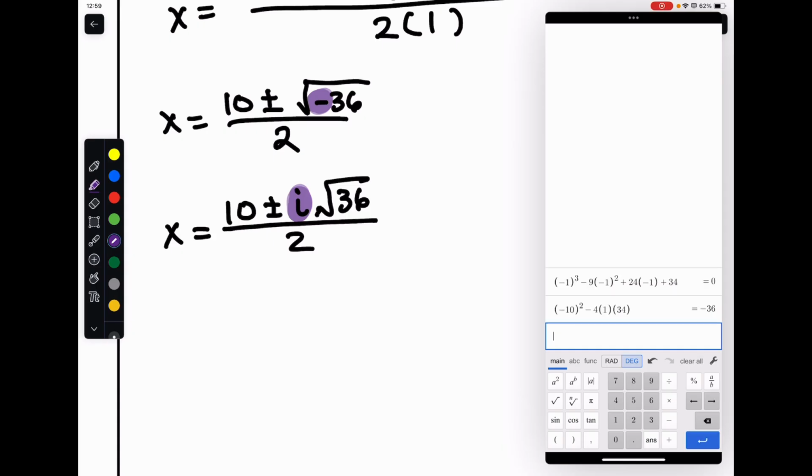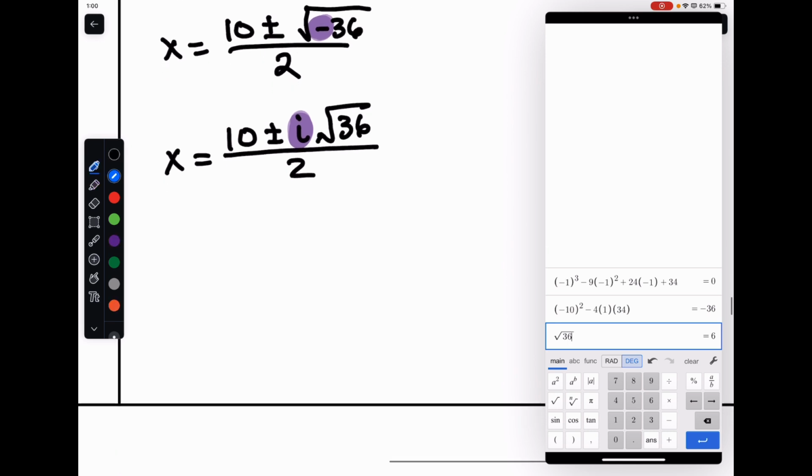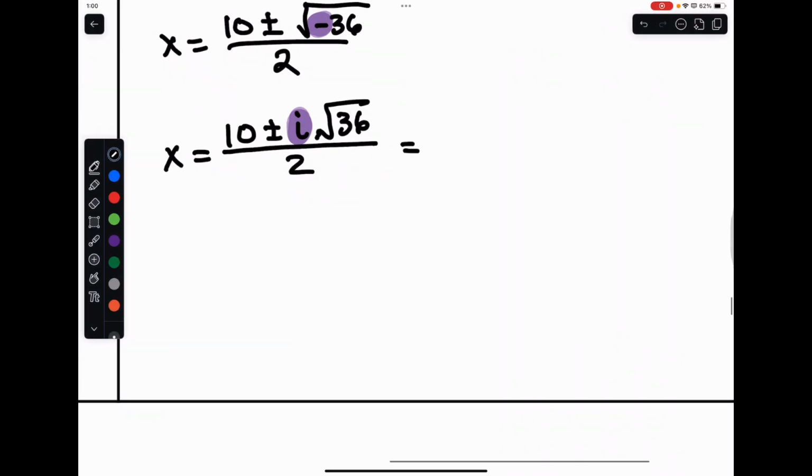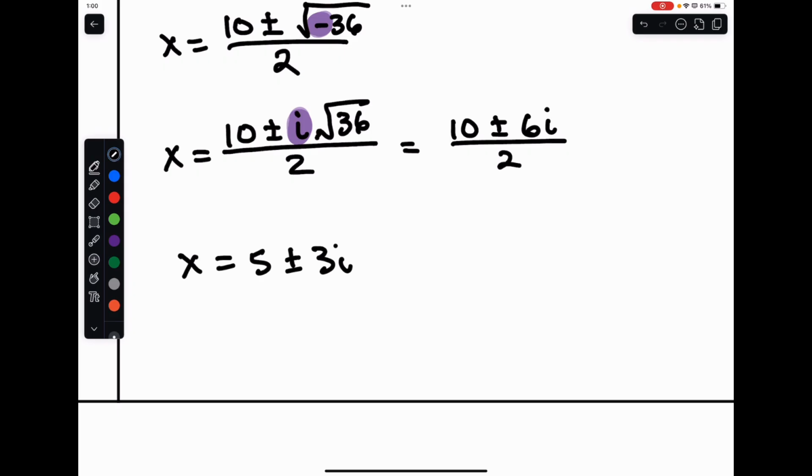Now let's check if 36 is a perfect square. And yep, it is. The square root of 36 is equal to 6. If it was a decimal value, then I wouldn't simplify it. But since it does equal 6, let's write that value instead. Let me move this out of the way here. There we go. So we're going to have 10 plus or minus 6i divided by 2, which reduces to 5 plus or minus 3i, along with our other solution of -1.